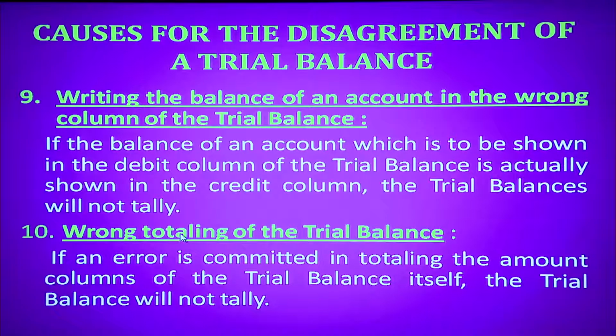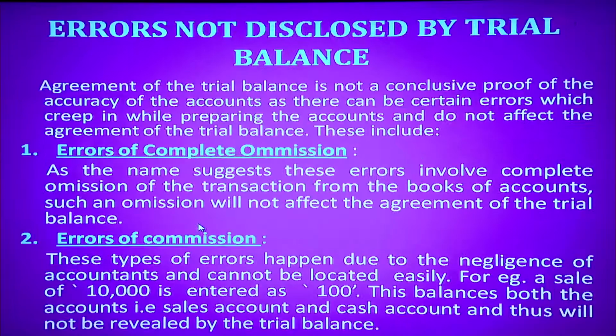If the trial balance itself is totaled wrongly, then again it will result in disagreement in the debit and the credit side. So, be absolutely sure and check twice when you do the totaling of the trial balance. Now, the agreement of the trial balance is not a conclusive proof of the accuracy of the accounts.